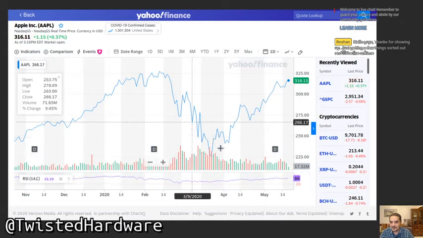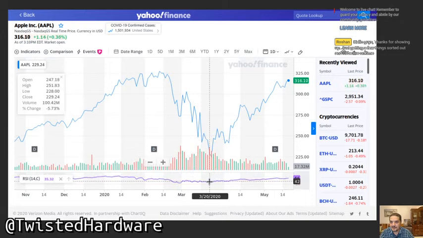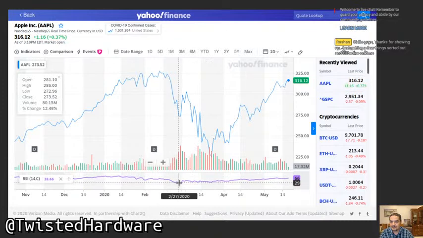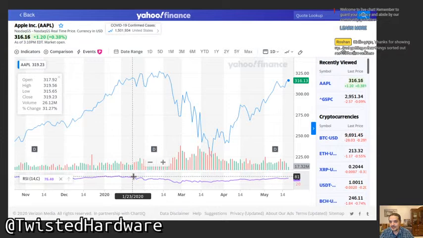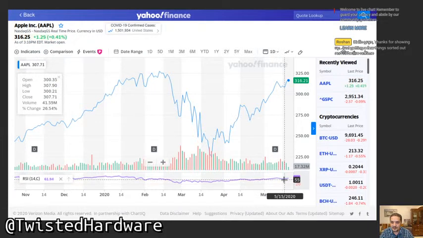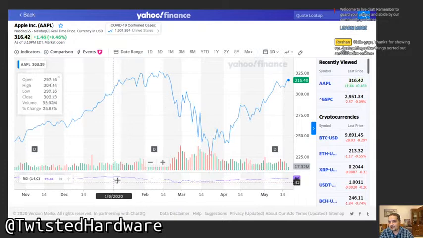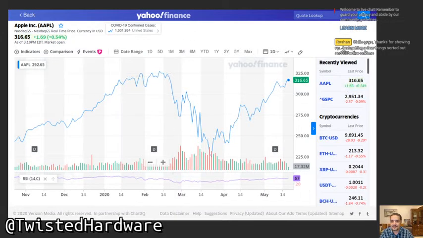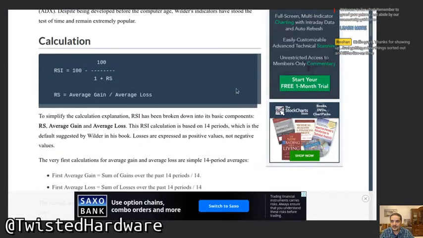You can see during this dip that we had with COVID-19, it went down to like 37, 34. You can see how it fluctuated. In here it was like 29. During this high time it was like 81, 83. So you can see it fluctuates between 0 and 100. Let's look more at RSI so you will get what RSI is.